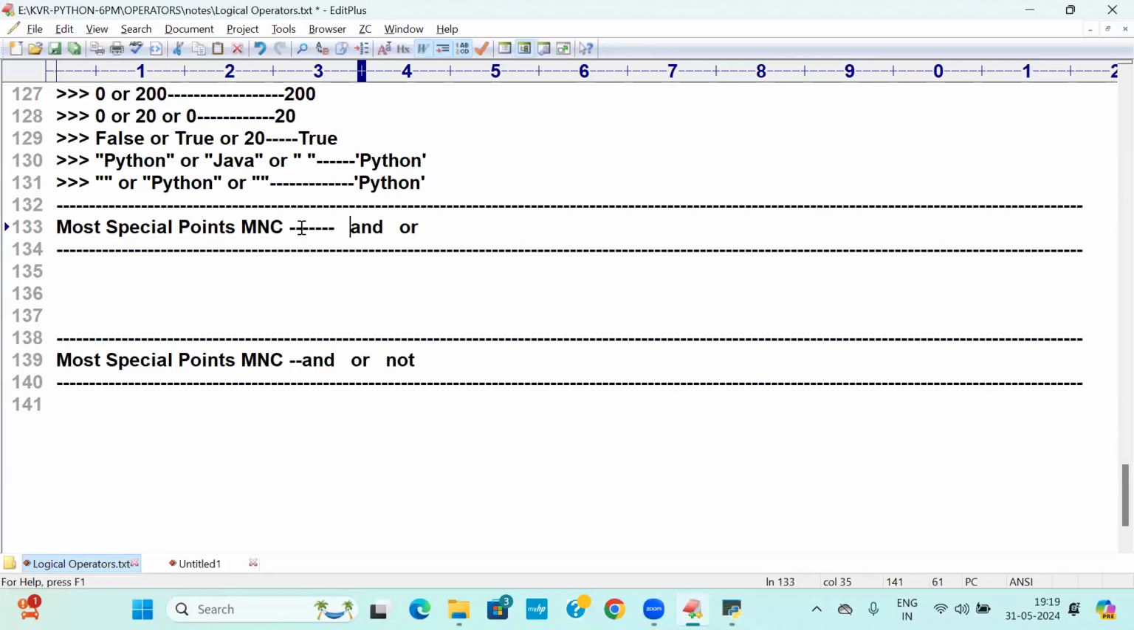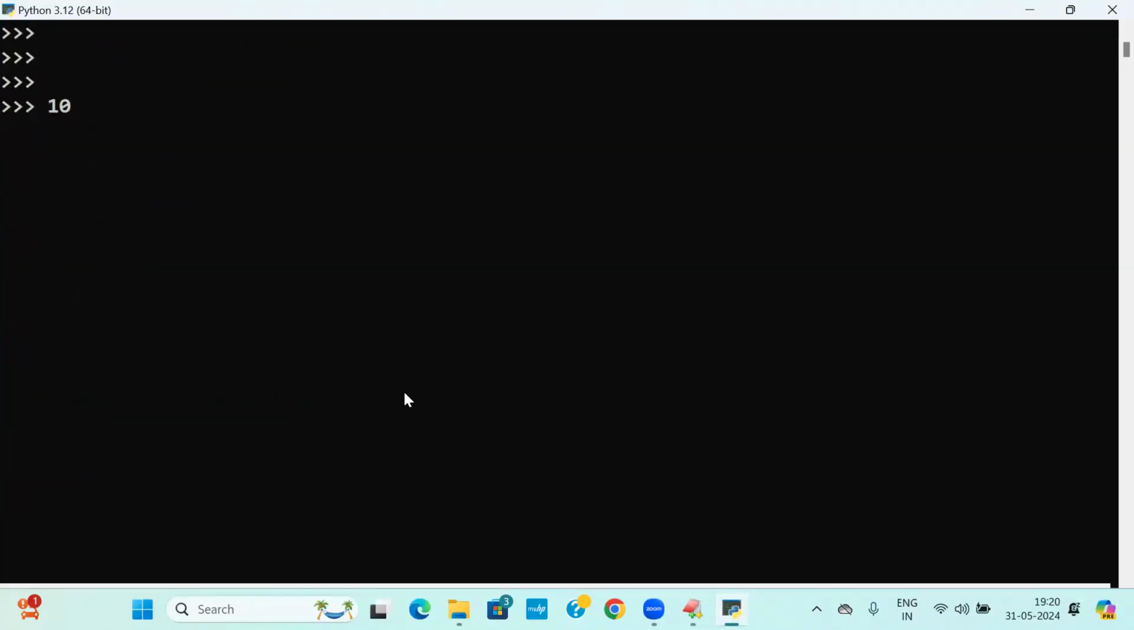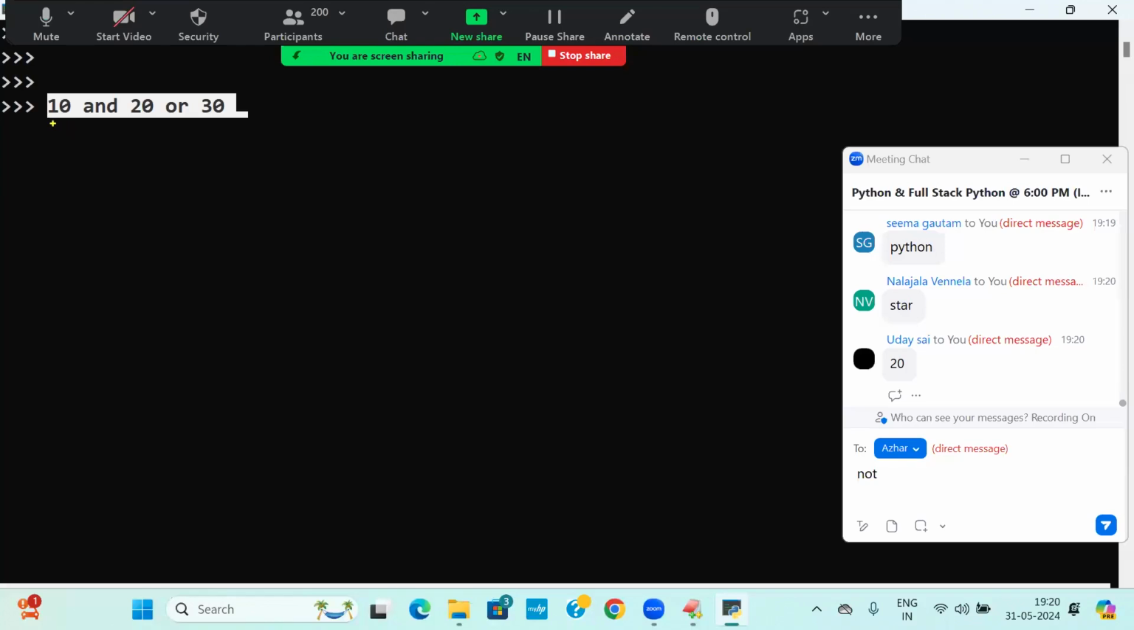Star, plus. Who is having more priority? Star. So out of AND and OR, which one will be given preference? AND. Later, what will be given? OR. Go, start. Here I am writing 10 and 20 or 30. I will tell you first, you evaluate. When this is given, first PVM will evaluate the AND, because AND will have more priority.